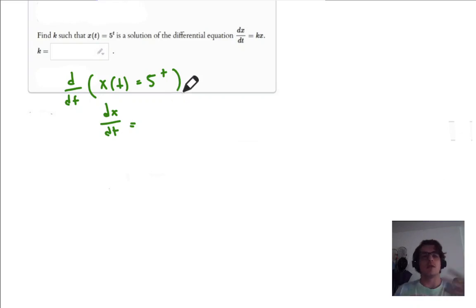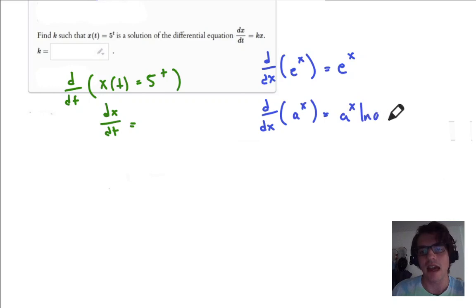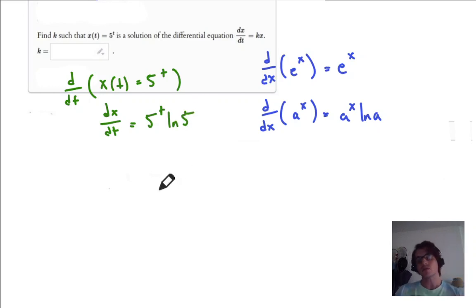Derivative of 5 to the t. This is similar to e to the x. For anyone that has forgotten these derivatives, the derivative of e to the x is e to the x, and the derivative of a to the x is a to the x ln a. So this would be 5 to the t ln 5. That's all we need here to solve.